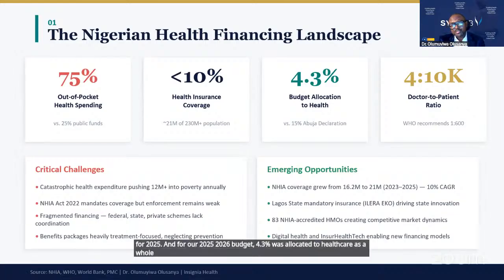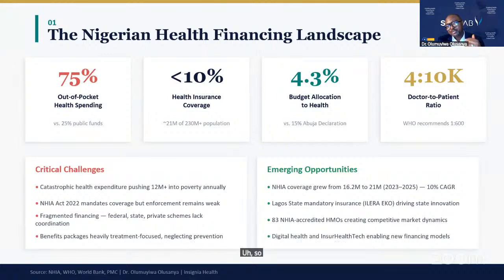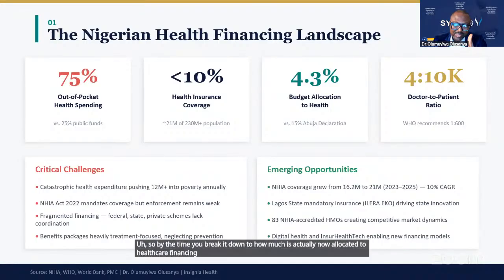I'm not talking about healthcare financing here. I'm just talking about healthcare as a whole, 4.3%. So by the time you break it down to how much is actually allocated to healthcare financing, you find out that it's actually a very small percentage of that 4.3% at the end of the day.